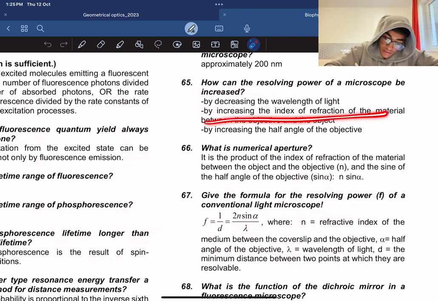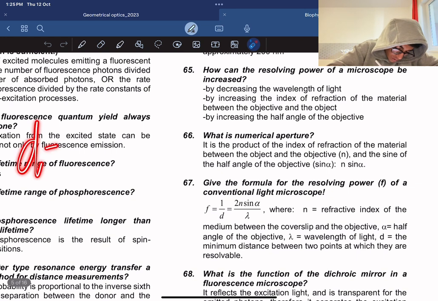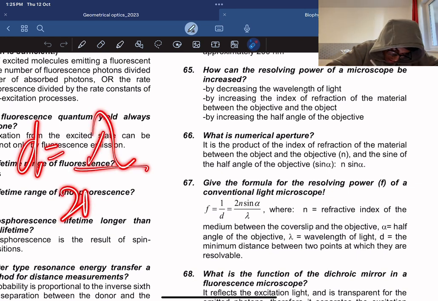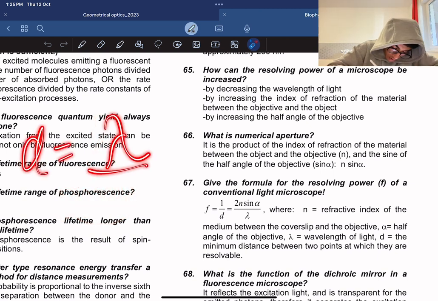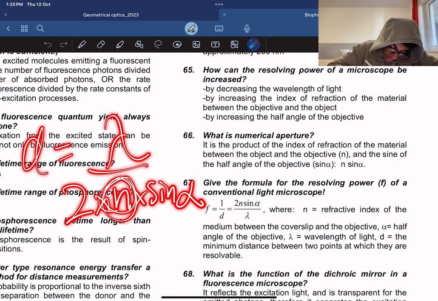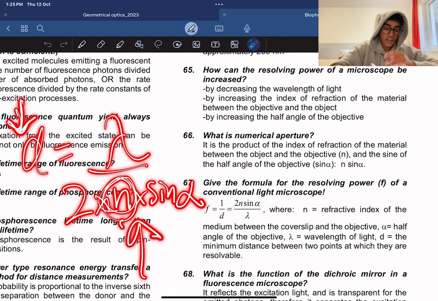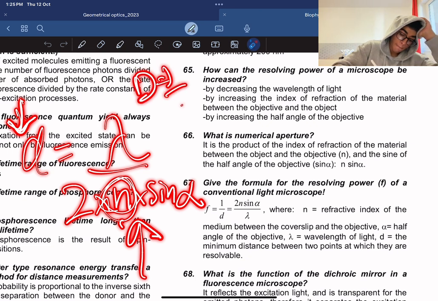By increasing the index of refraction of the medium between the two objects. Okay, increasing the refractive index. Why? Because we learned d is equal to lambda by 2NA. But what was NA? NA was nothing but n sine alpha, where n is the refractive index. So if you increase this, d decreases, and that's what we want. If d decreases, the resolving power increases.